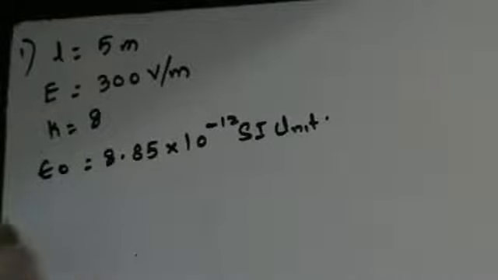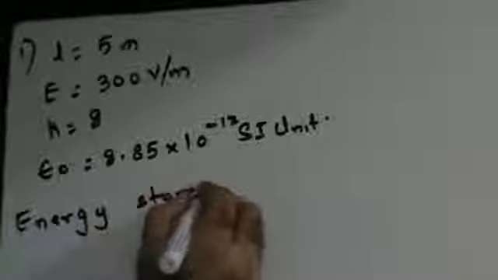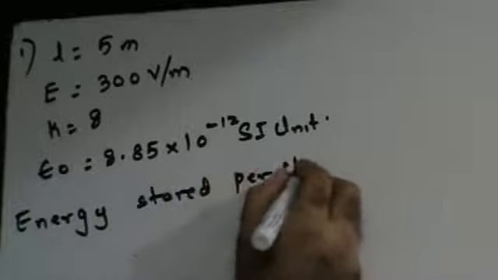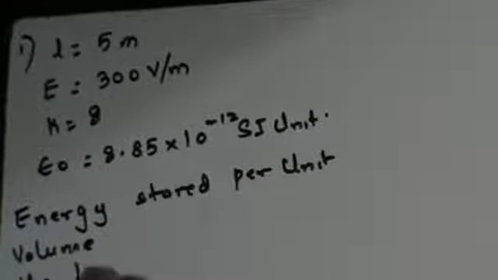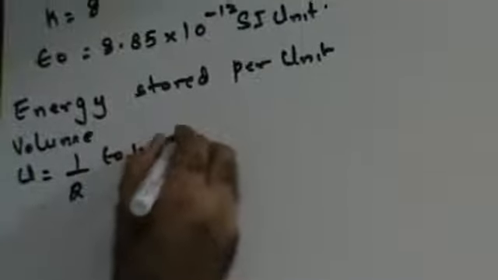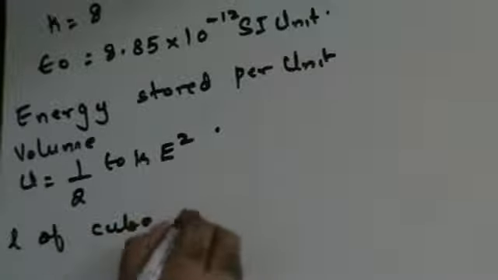Now, first of all, let's find out the energy stored per unit volume. Energy stored per unit volume, U, is half epsilon 0 K E square. I know epsilon 0, I know K, I know E. Since it's a cube, the length of the cube is 5 meters. Therefore, I can say volume V will be equal to L cube.